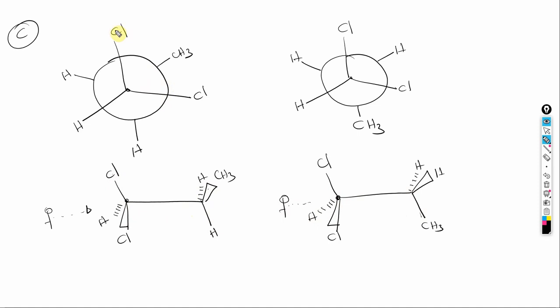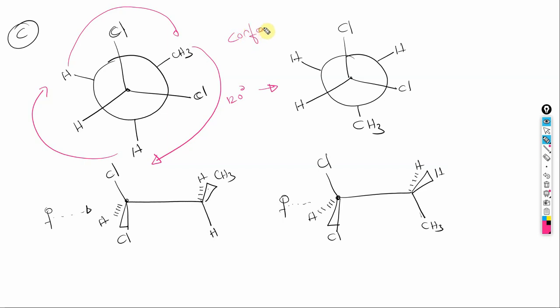So if you notice, the chlorine on the front carbon and the hydrogen are in the same location on the front carbon, whereas the back carbon seems to have rotated. So if you rotate the back carbon by 120 degrees, the CH3 is going to come here, and this hydrogen is going to go there, and this hydrogen is going to come where the CH3 is. So that's exactly what you have here. If you just do a 120 degree rotation, you end up getting the structure. Therefore, these two are just conformations of the same molecule.